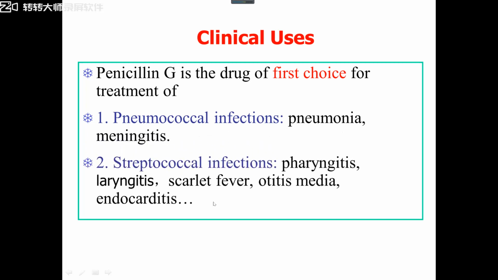The second clinical use of penicillin G is to treat streptococcal infections, as the first choice antibiotic. Streptococcal infections such as streptococcal pharyngitis, streptococcal laryngitis, scarlet fever, otitis media, endocarditis, streptococcal pneumonia, meningitis, and so on. So the second clinical use is as the first choice agent for treatment of streptococcal infections.